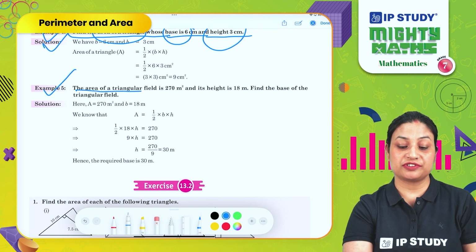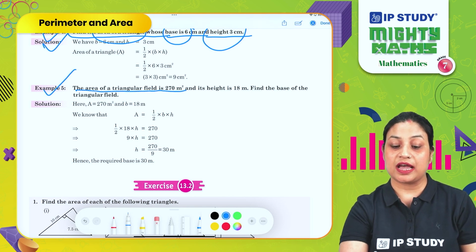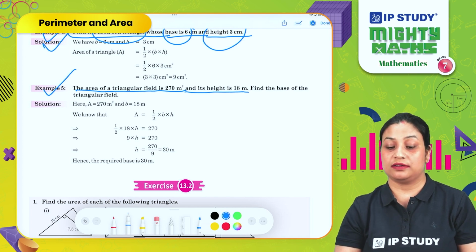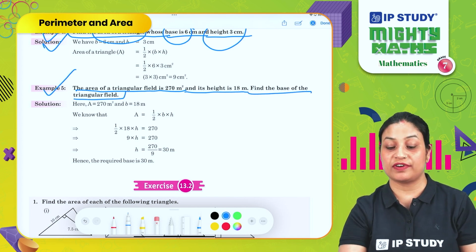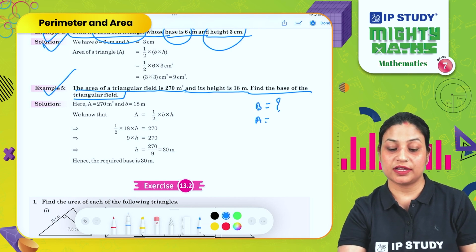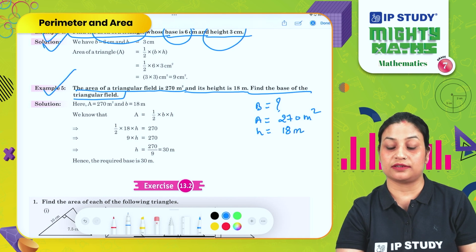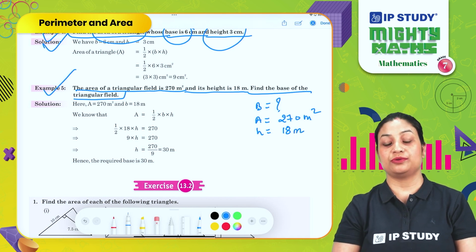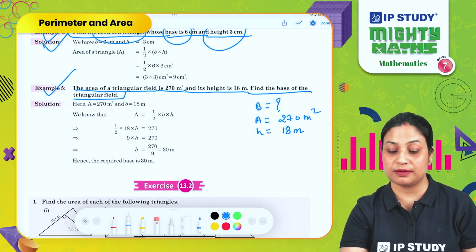So let's read the question together. The area of a triangular field is 270 meters square and its height is 18 meter. Find the base of the triangular field. You have to find out the base. What is given to you? Area is given to you, that is 270 meter square, and height is given to you, that is 18 meter, right? So how are we going to do that? Just put these values in the formula of area of triangle, simply.